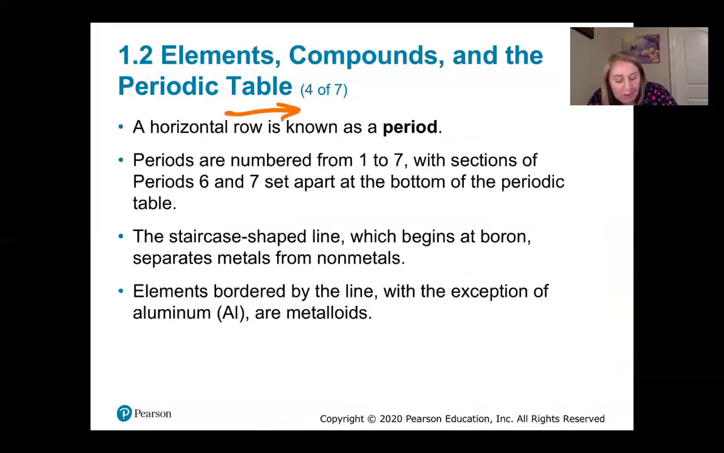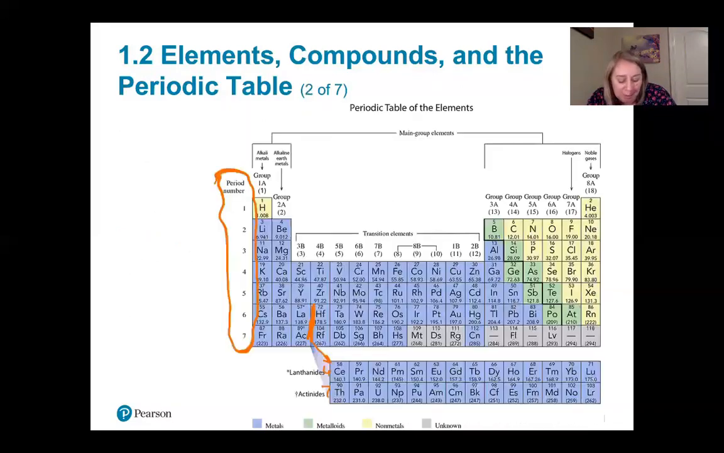Okay, so the next thing that you should see is a staircase-shaped line. This is what we use to visually represent the separation between metals and nonmetals. So if we back up, here's our stair-step line. Here we go, it starts here. And see how it goes every other? That's our stair-step line.